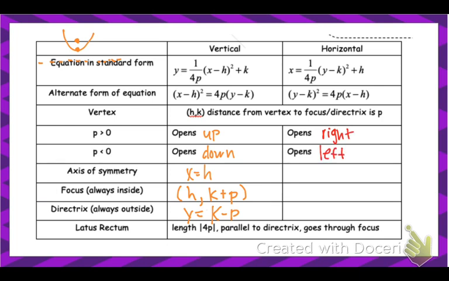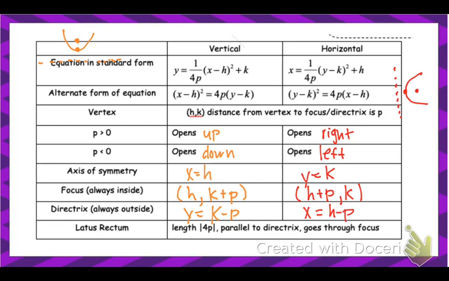If it's negative, it's going to open left. The axis of symmetry this time, since we're opening this way, is going to be a horizontal line, so it would be y equals k. And this time the focus, if here's my vertex and there's my focus, the x-coordinate is actually different. Since I'm moving a distance of p, h plus p would be my x-coordinate, and k would be the same. The directrix would be outside, so I would still subtract. It's a vertical line, so it'd be x equals h minus p.